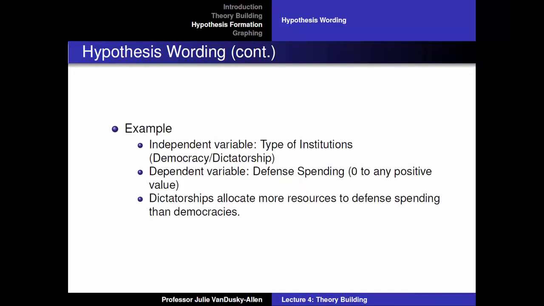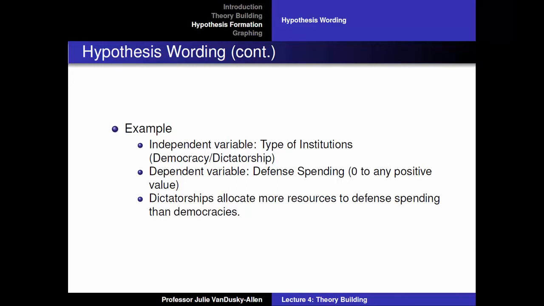Here's a good example of how we can apply the more than, less than template. The independent variable type of institutions is dichotomous because it only has two categories, democracy and dictatorship. And the dependent variable defense spending is continuous because it can take on any value between 0 and a positive value. In this example, we could use a template to write the following hypothesis. Dictatorships allocate more resources to defense spending than democracies.